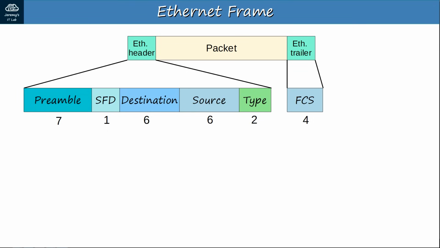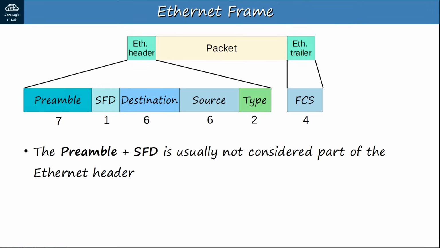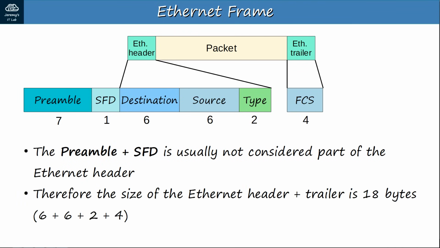Before I get started, I want to speak a little bit more on Ethernet frames, which we talked about in the last video. The preamble and SFD is usually not considered part of the Ethernet header, although it is sent with every Ethernet frame. So, the Ethernet header consists of these 3 fields: destination, source, and type. Therefore, the size of the Ethernet header plus trailer is 18 bytes, if you don't include the preamble plus SFD.